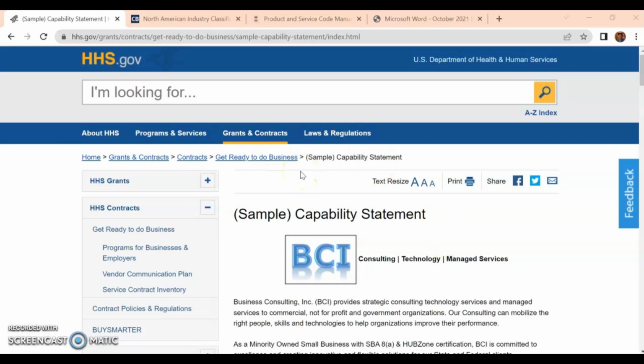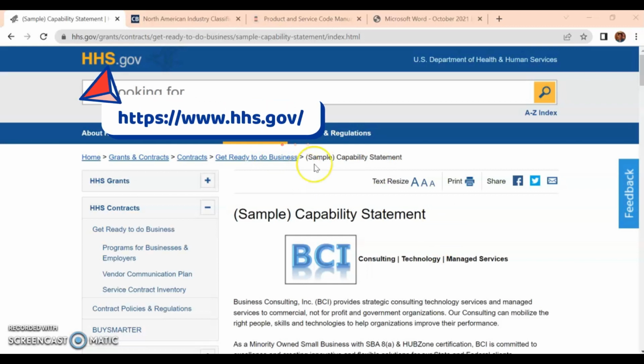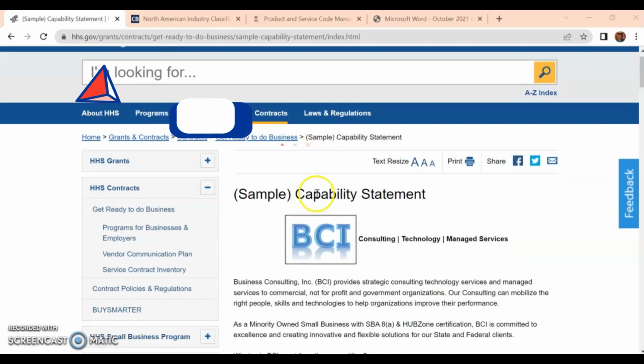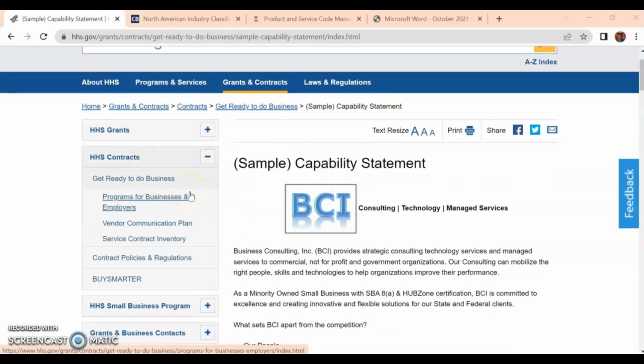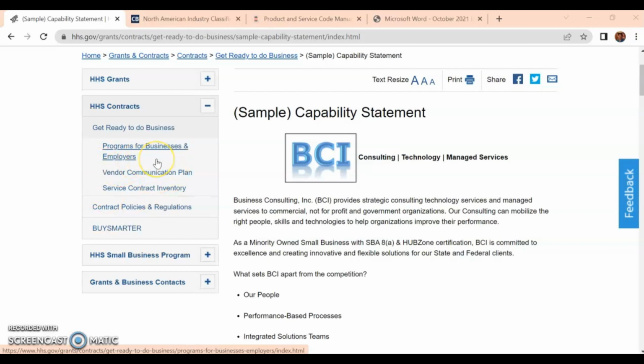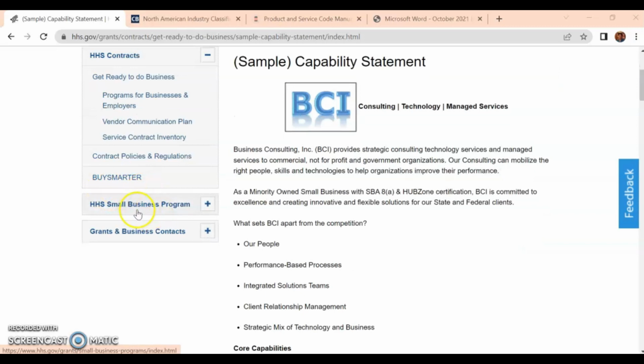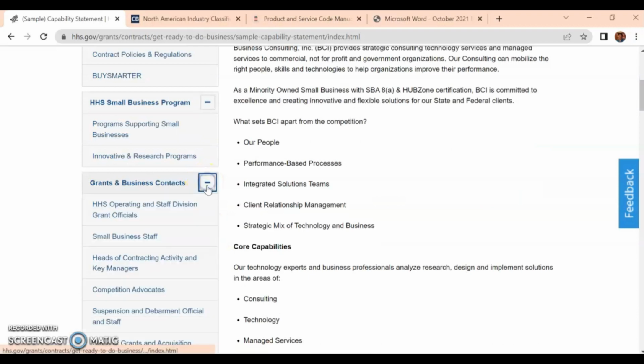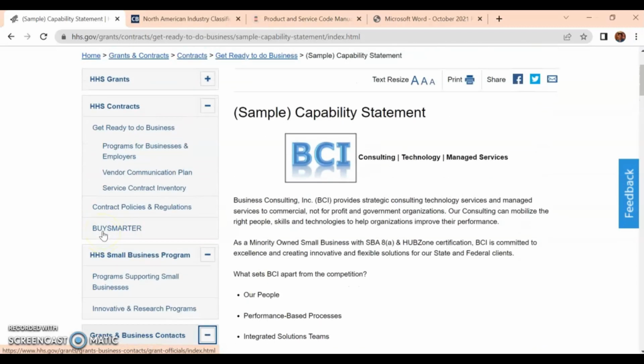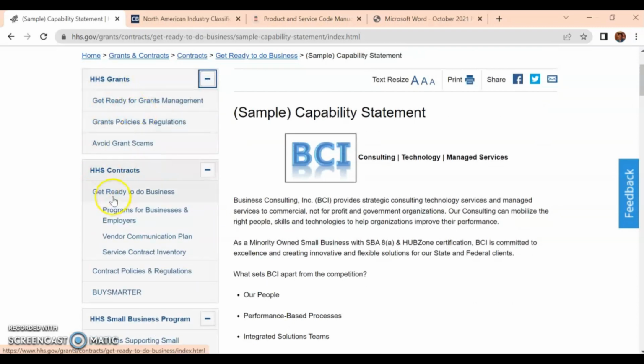The Department of Health and Human Services did a wonderful job providing a website on how. You could just visit their website and get the information. They're teaching you how to do business with them and how to get ready to do business with their organization. They have programs for businesses and employers. They have the vendor communication plan. So go in there and check it out. They have all their contract policies, regulation, their Buy Smarter, and then their HHS small business program. Please go in there and look at all the wealth of information for you to really help you identify with this agency.